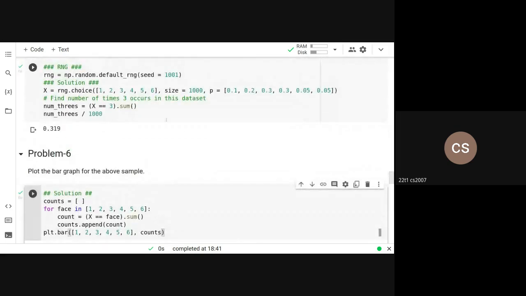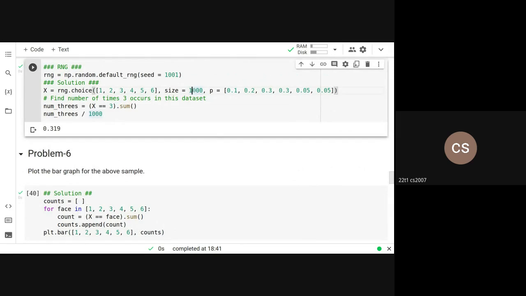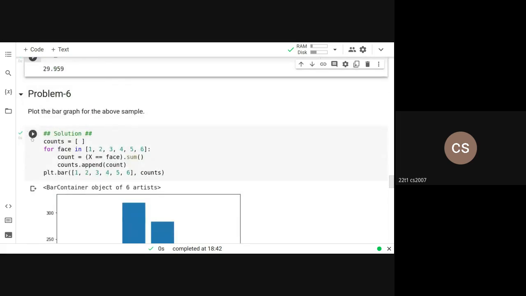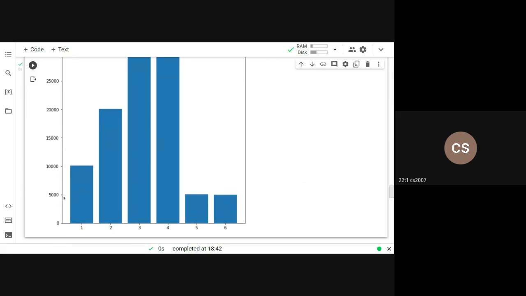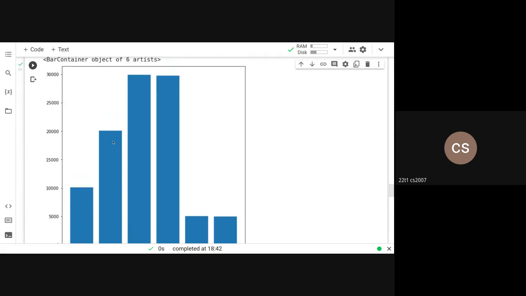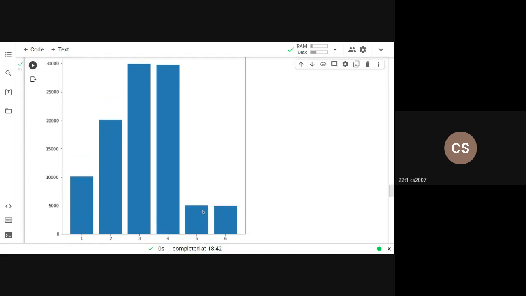If we run this for, let's say, 100,000 times, then we'll probably get more accurate answers. So this is 5,000 out of 100,000, and this is 10,000 out of 100,000, which is 0.1 here. This is 0.2, 0.3, 0.3, 0.05, 0.05.